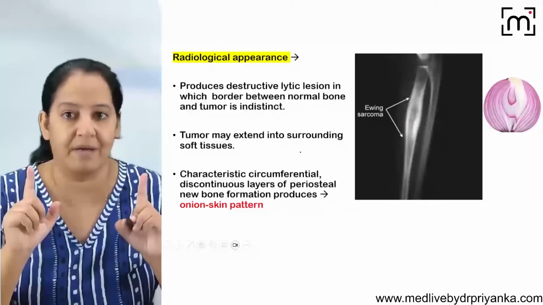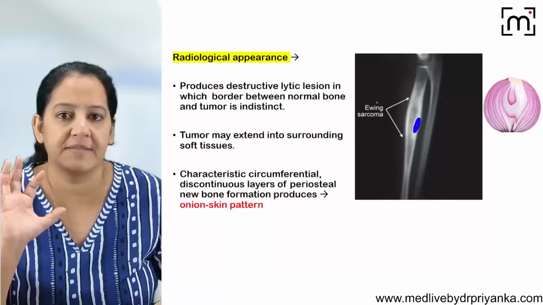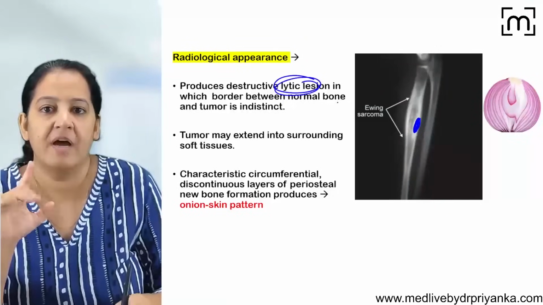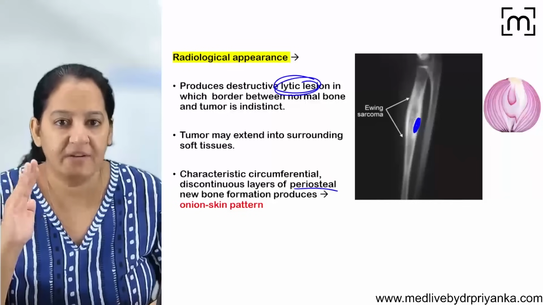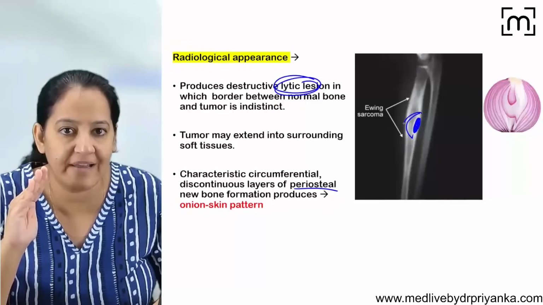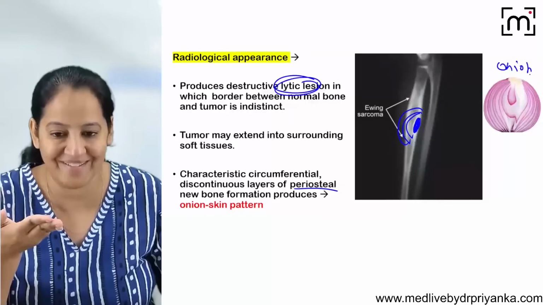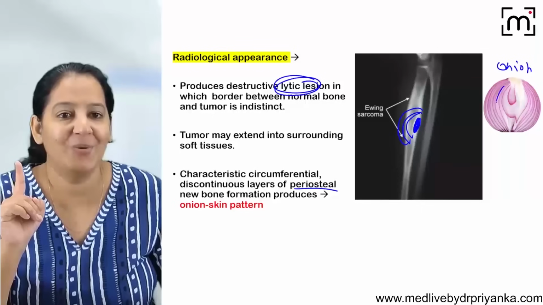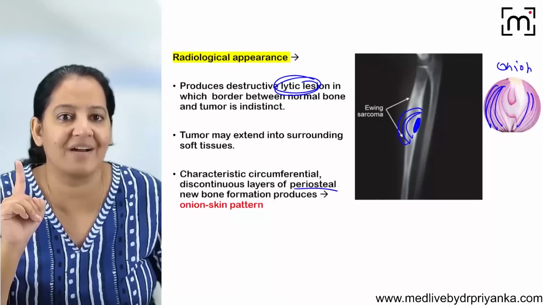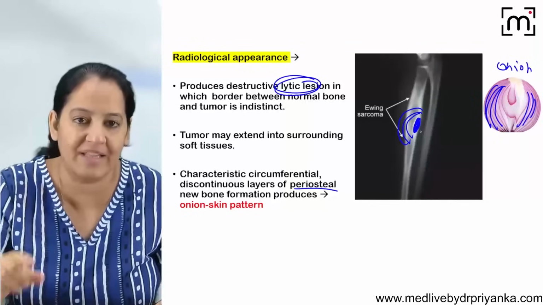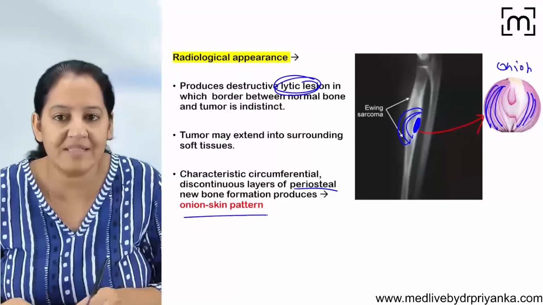Radiology is very typical. You can see, first of all, a lytic bone lesion is produced. After that, there is a periosteal reaction in which the new bone is formed in the form of layers. Have you ever tried cutting an onion? How does the onion look? In the onion, various layers are there, layer over layer. So the periosteal reaction of the tumor is looking like that. It is known as onion skin pattern.